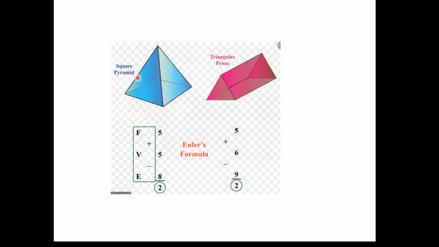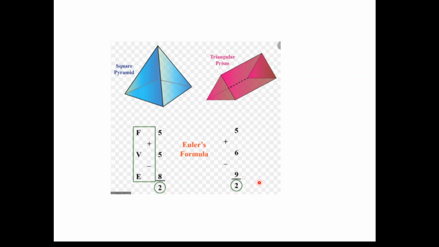Look at this square pyramid. How many faces? 5 faces. How many vertices? 5 vertices. Then edges are 8. So just add the number of faces plus vertices, 10, minus edges 8. So the answer is 2.